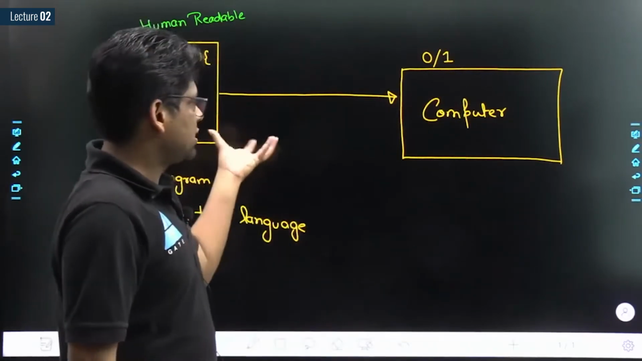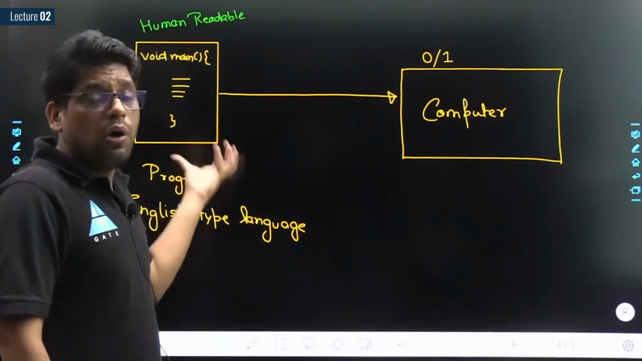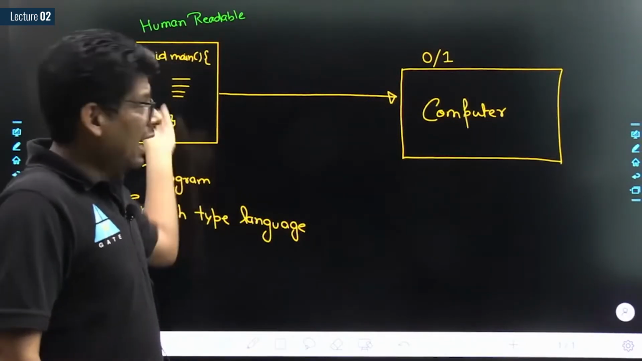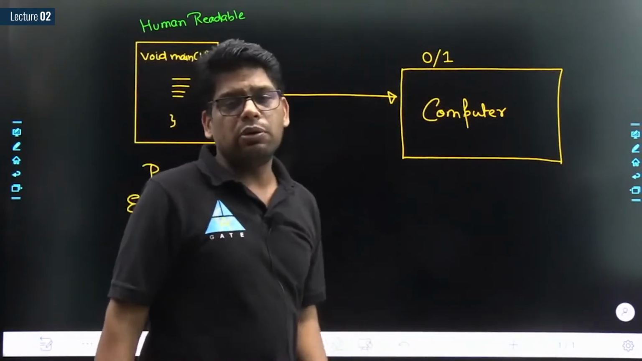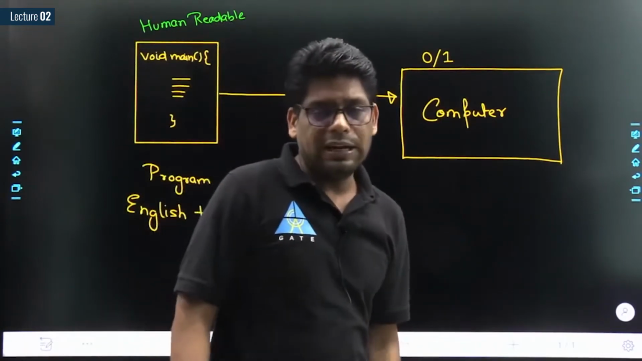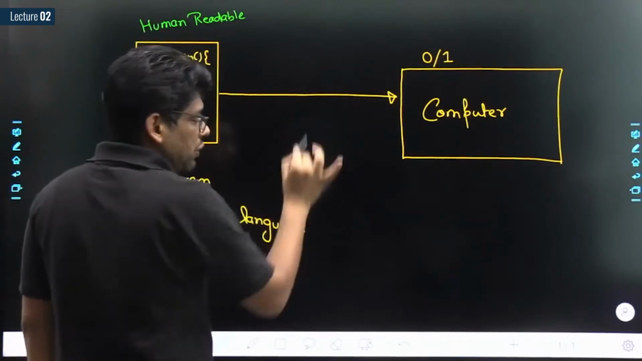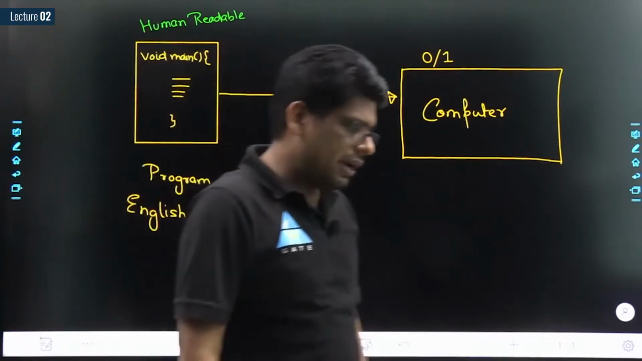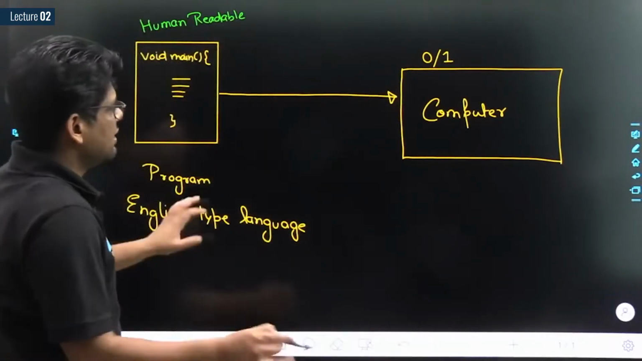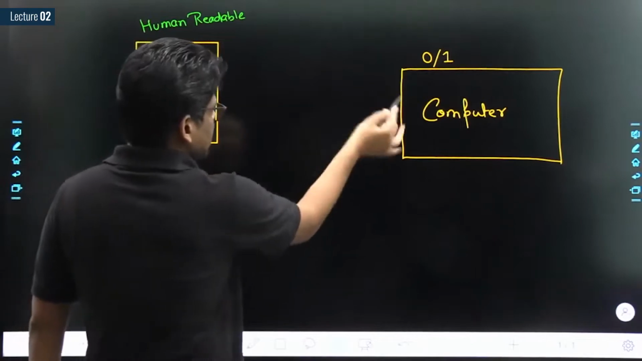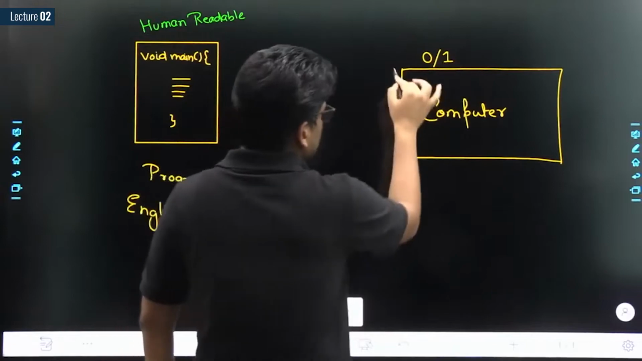Then, sir, how can we translate this program in such a way that it is readable by a particular machine? That means what we need is something called a translator. Sir, what do we need? We need something called a translator. That means, sir, what is the exact picture now? Let's try to understand and figure it out.